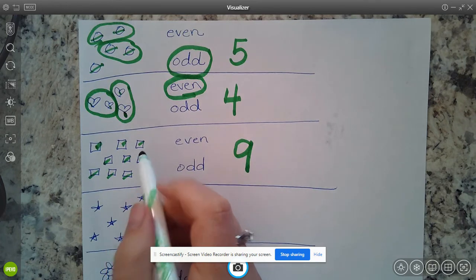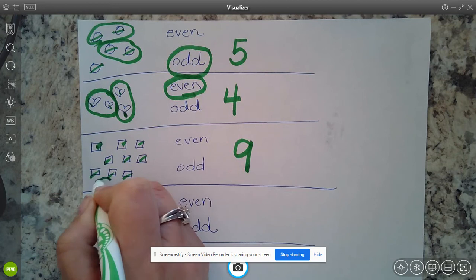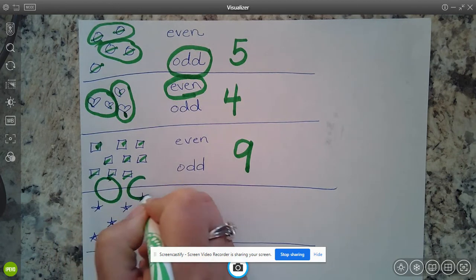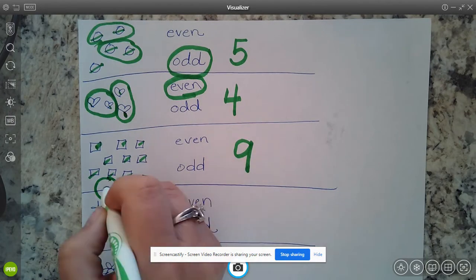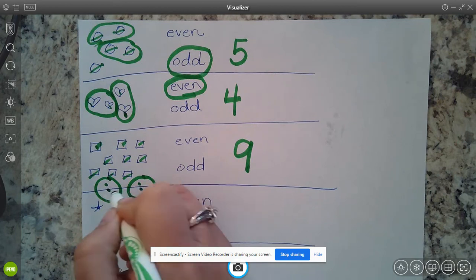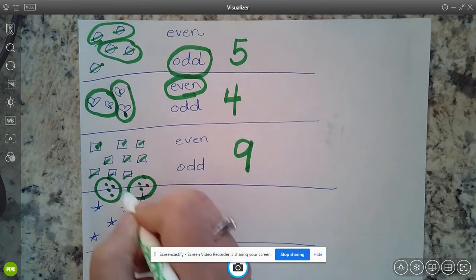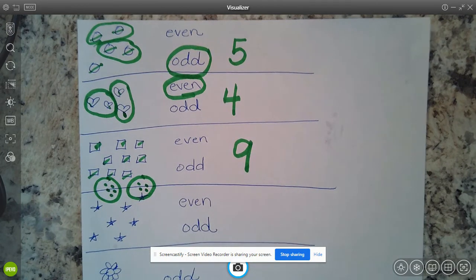Does each group have the same amount? This one has 1, 2, 3, 4, 5. And this group has 1, 2, 3, 4. Is that equal? They are not equal. So that means it is an odd number. You cannot divide the 9 squares into 2 groups equally. Okay. Doing great. Let's keep going.